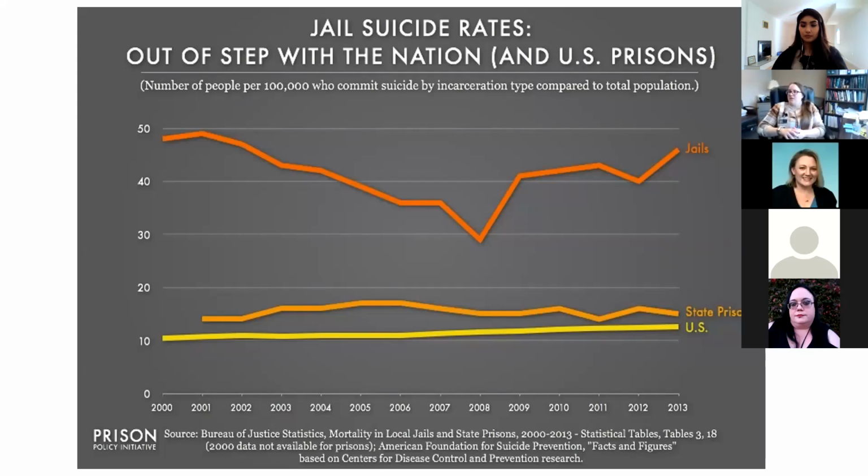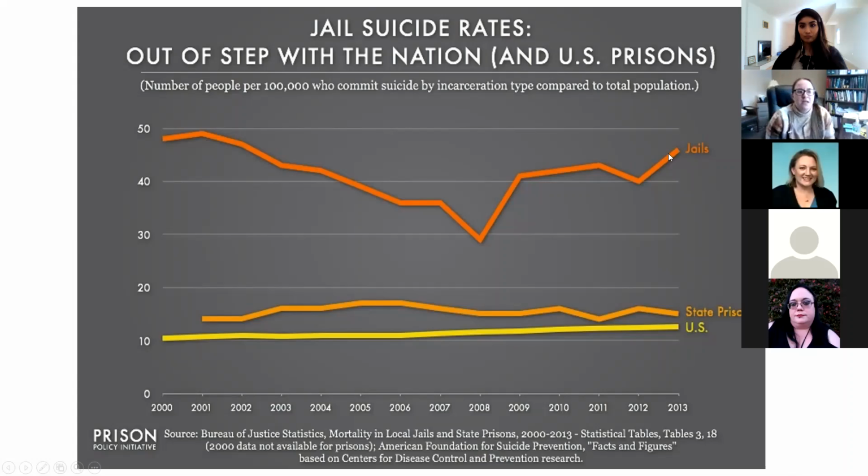And so this is looking at, what you see is the orange here is the number of people per 100,000 who commit suicide by incarceration type. So it's not just that a person's incarcerated that increases the risk for suicide, but it's actually something about jail. And you'll see that it's kind of shifted over time, but there's definitely a discrepancy, right? The yellow is the US suicide rate. State prisons is higher than the US rate, but jails is exponentially higher in risk of suicide.